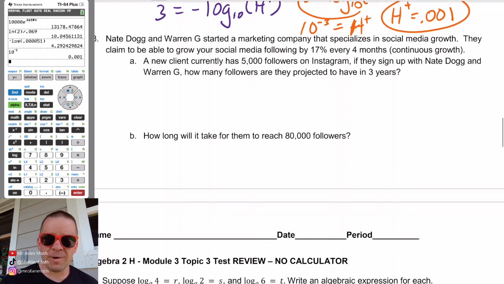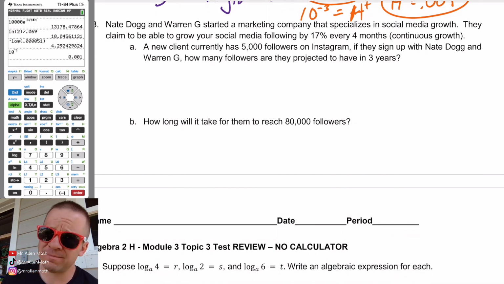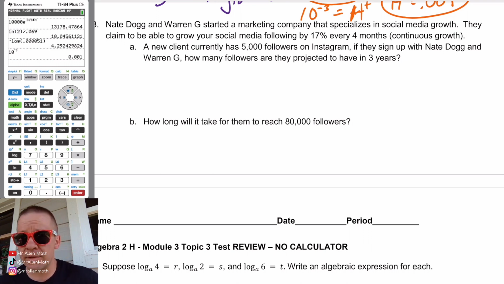All right, so now we got Nate Dogg and Warren G. Love me some hip-hop dogs. So Nate Dogg and Warren G started a marketing company that specializes in social media growth. They claim to be able to grow your social media following by 17% every 4 months. Continuous growth, right? It's not going to be new followers, new followers; it's just going to be happening continuously throughout those 4 months. A new client currently has 5,000 followers on Instagram. If they sign up with Nate Dogg and Warren G, how many followers are they projected to have in 3 years? So let's go ahead and set this thing up.